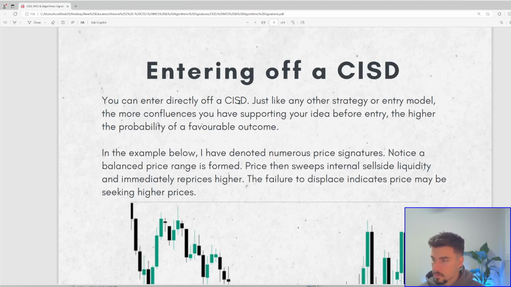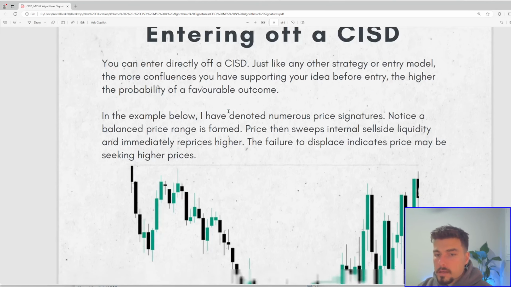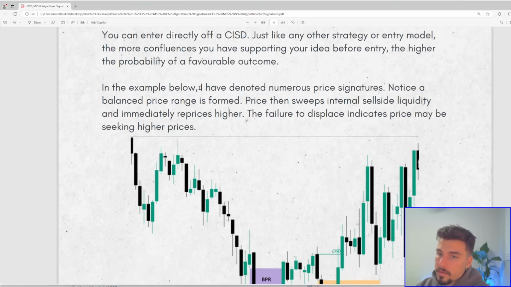It's the same, again, we've talked about this, the 2022 model, why so many people struggle. It's not just any random raid, market structure shift, return. It's got to happen in a key time frame. There's got to be a clear drawn liquidity. You got to look at the slightly higher time frames. You got to make sure that everything's lining up and there's a narrative or a reason as to why price should go where you want it to go. That's really, really important. So in this example below, I have denoted numerous price signatures.